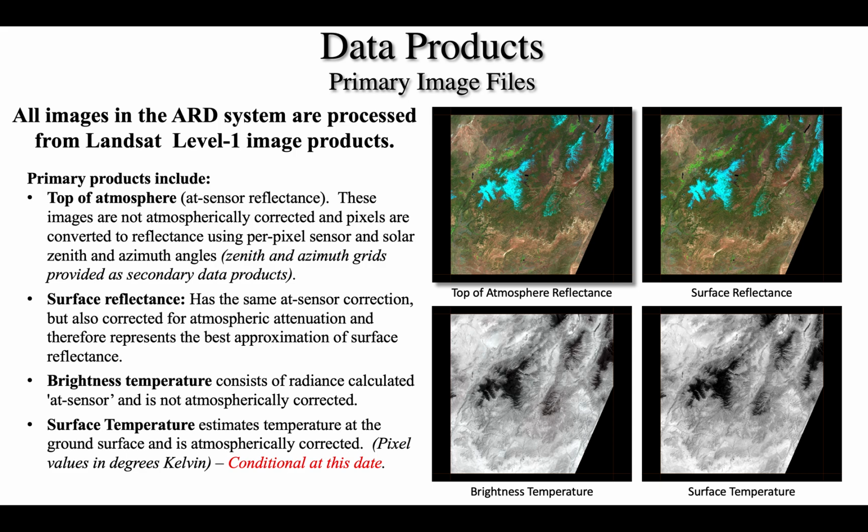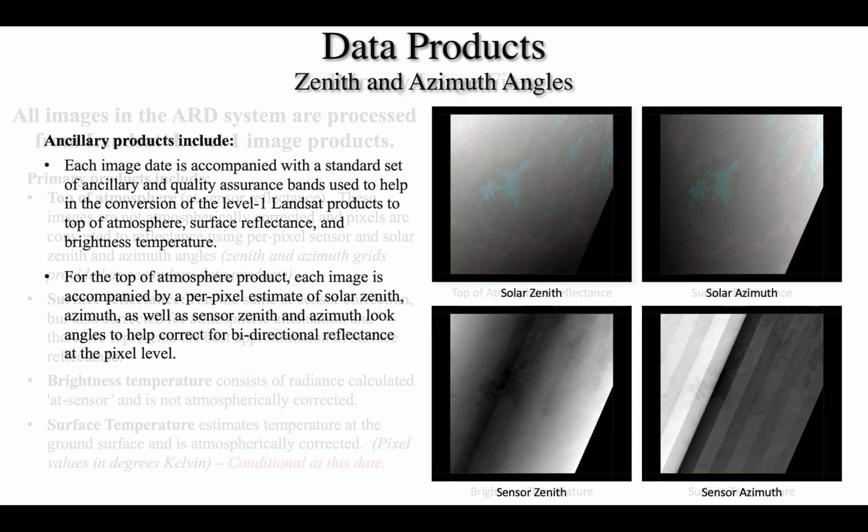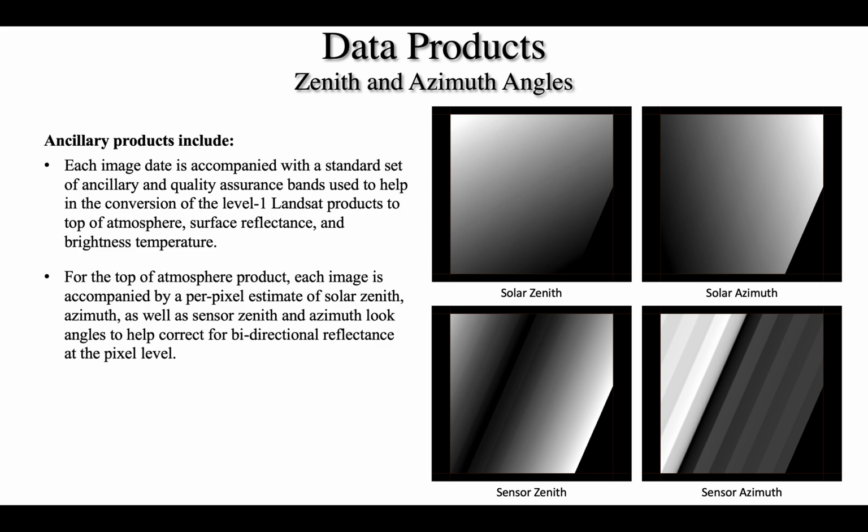The brightness temperature product consists of radiance calculated at sensor and is not atmospherically corrected. And the surface temperature estimates temperature at the ground surface and is atmospherically corrected. Pixels are recorded in degrees Kelvin, and as of this date, these data are conditional. Of the ancillary data products, there are solar zenith, solar azimuth, sensor zenith, and sensor azimuth layers identified for each pixel.